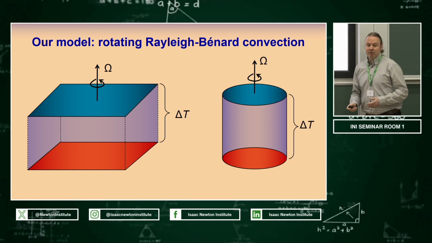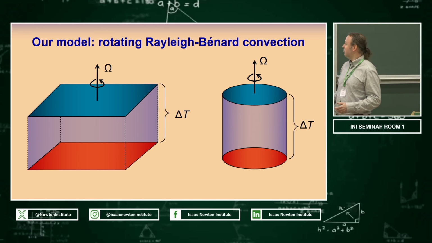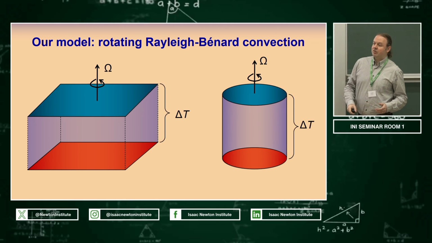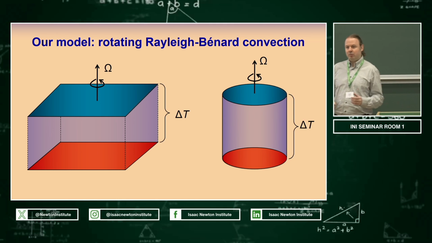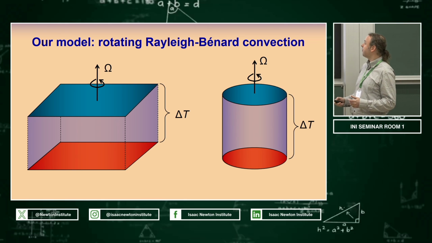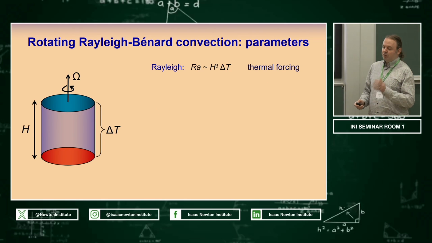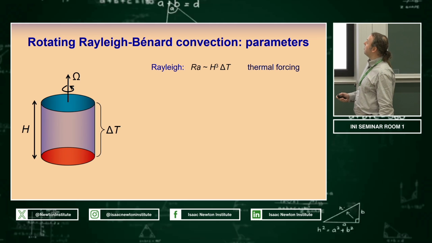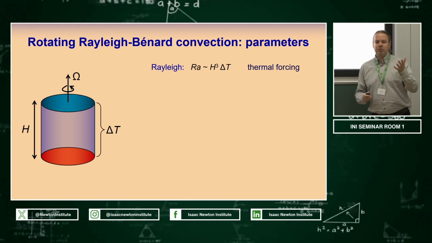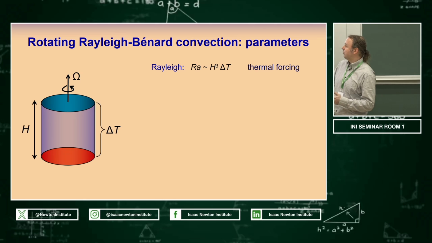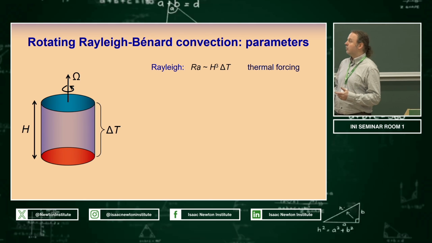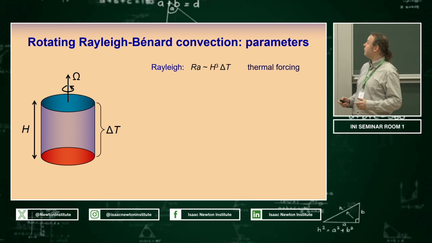In experiments, however, we need to put some bounds on the system, and then this upright cylinder is the most popular geometry. To describe this system, I'm going to use some dimensionless parameters. The first one is the Rayleigh number, which is directly proportional to the temperature difference that is applied over the fluid layer. So this is our forcing parameter.